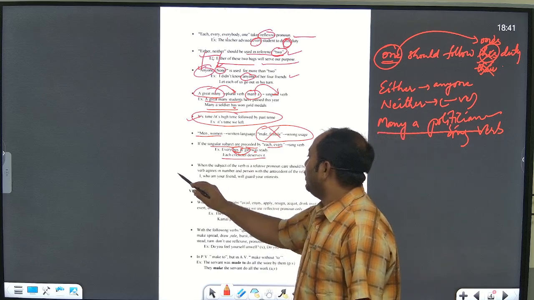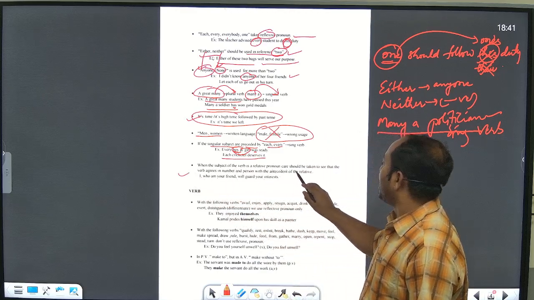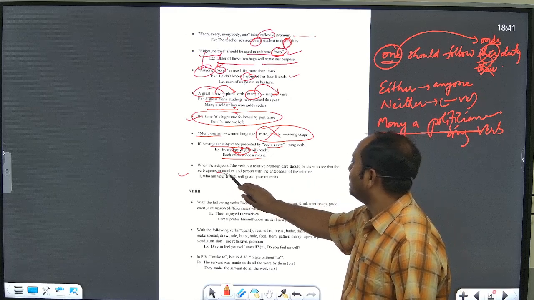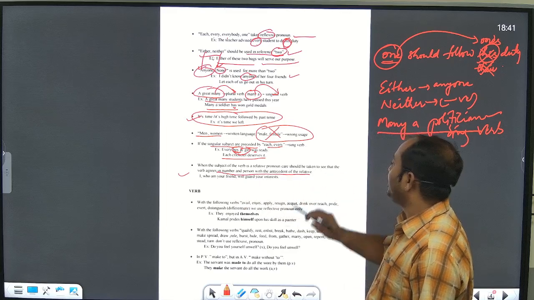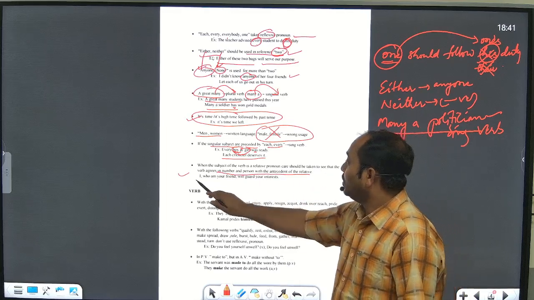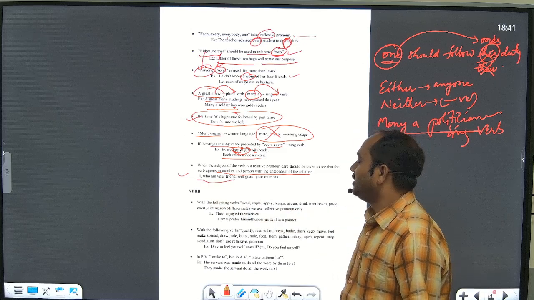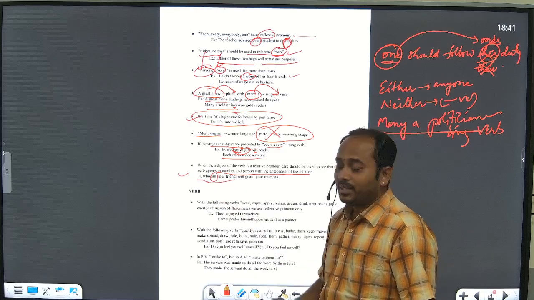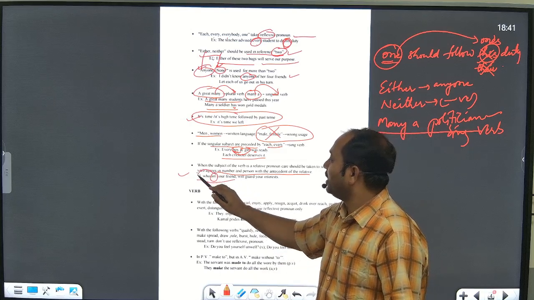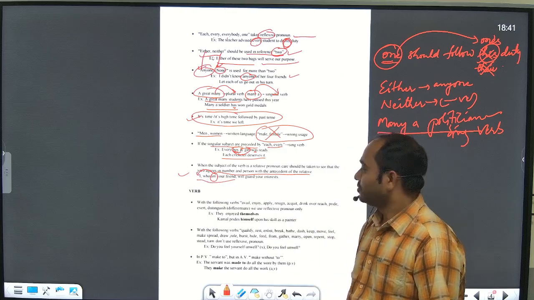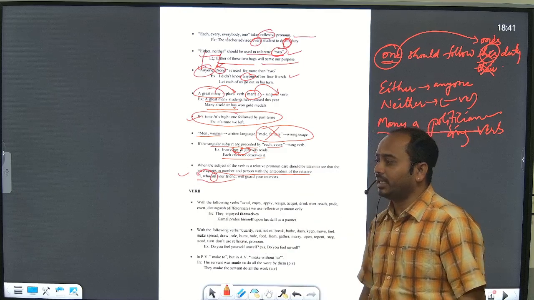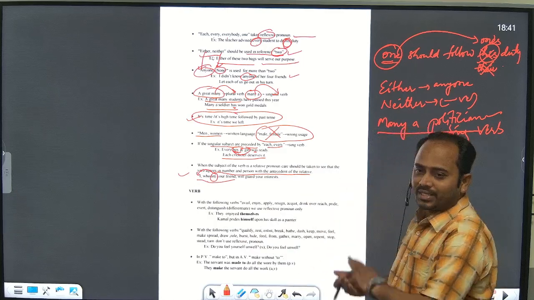Next, when the subject of the verb is relative pronoun, care should be taken to see that the verb agrees in the number and person with antecedent of the relative. I who am your friend. Generally, I who is your friend we should write, but antecedent means before word only we should consider. That's the reason here am is mentioned. So this is about the pronoun corrections.